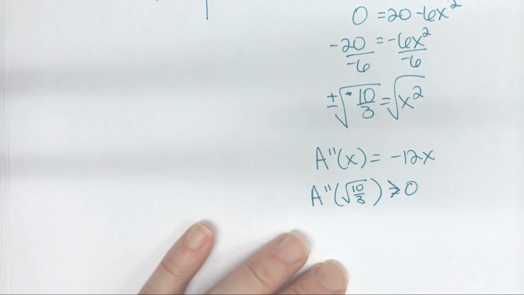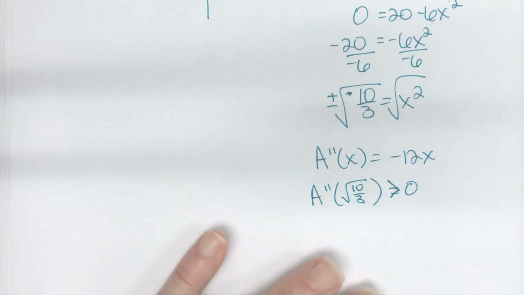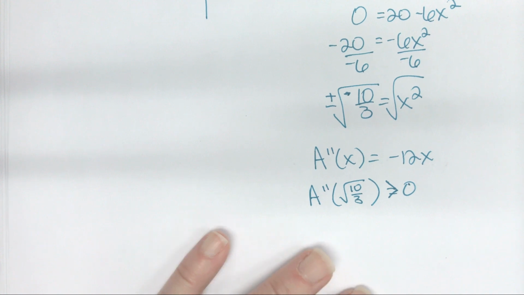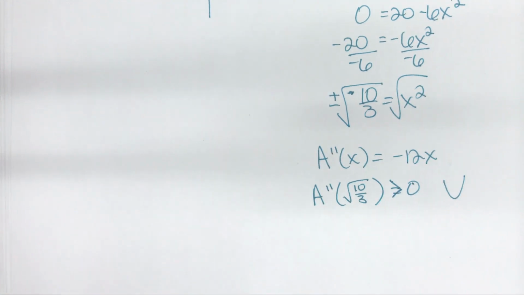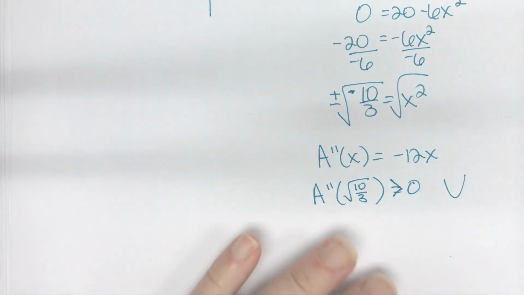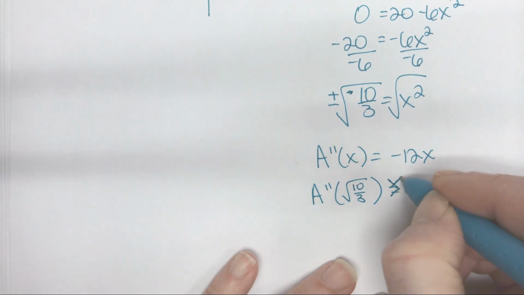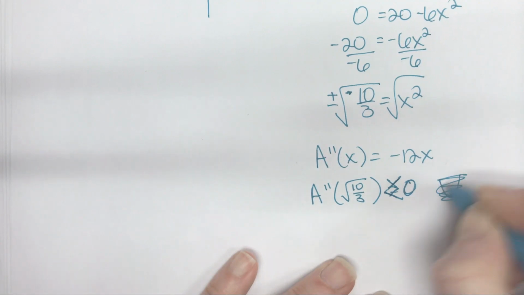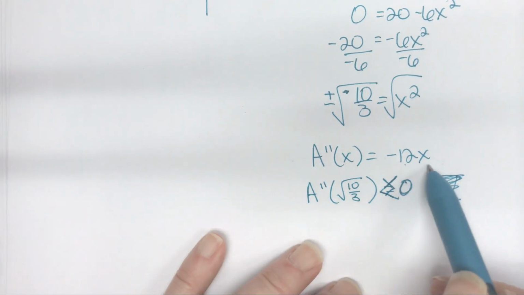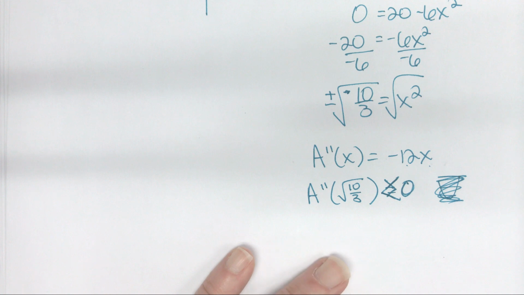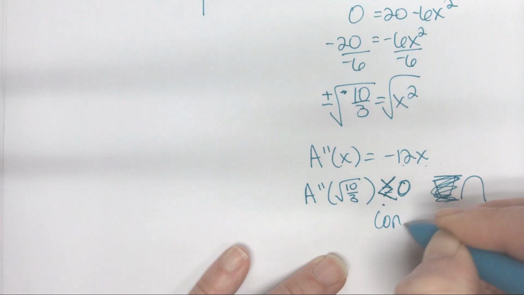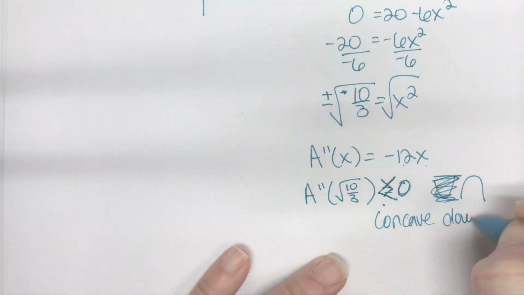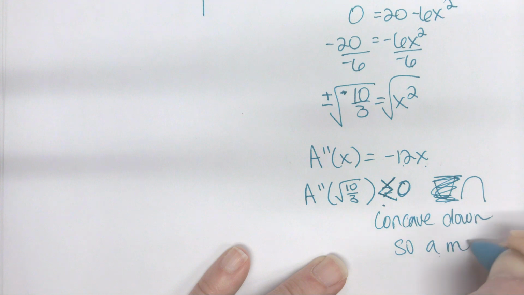I have to draw a picture because I really screw it up every time. I have to draw the concave up. Oh no. This is less than 0, isn't it? How come you guys just let me do that? When you do a negative times a positive, isn't it negative? Yes, that's less than 0. That's concave down. So a max. Okay, are we good with that?